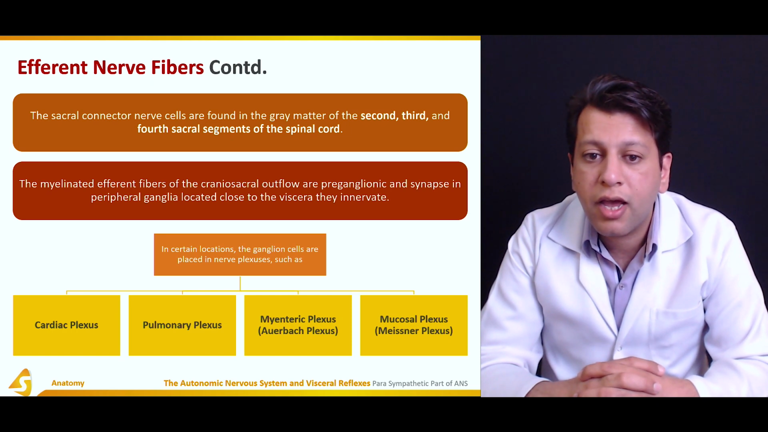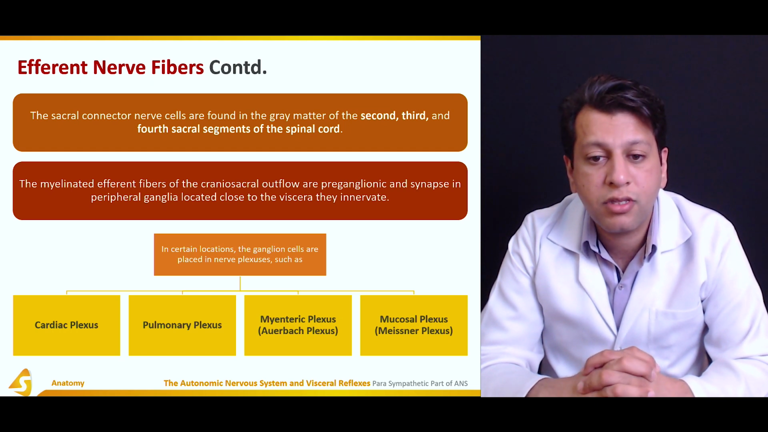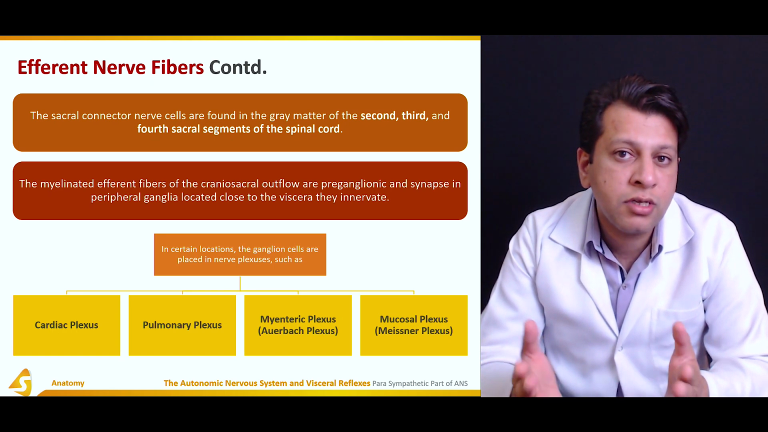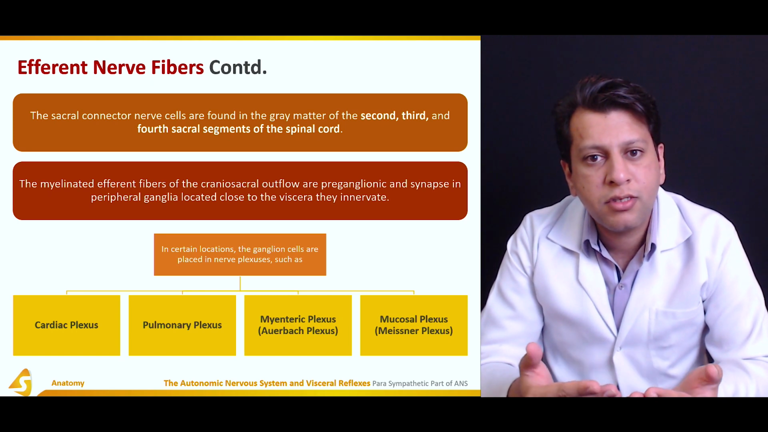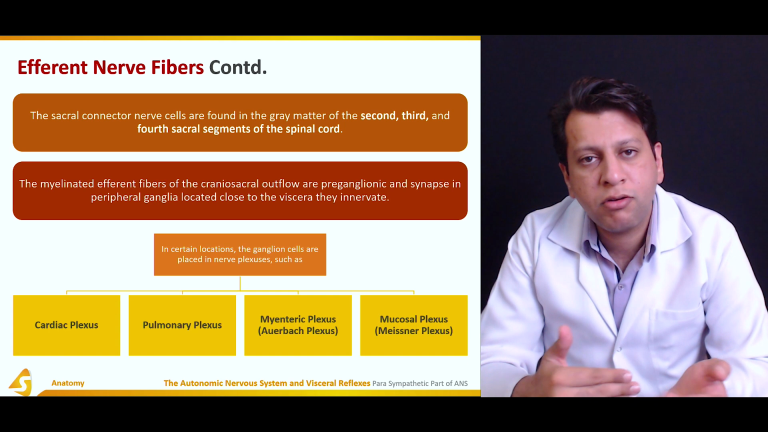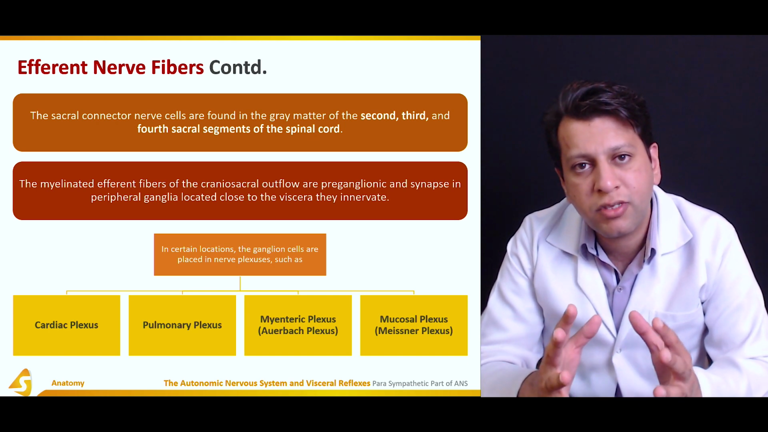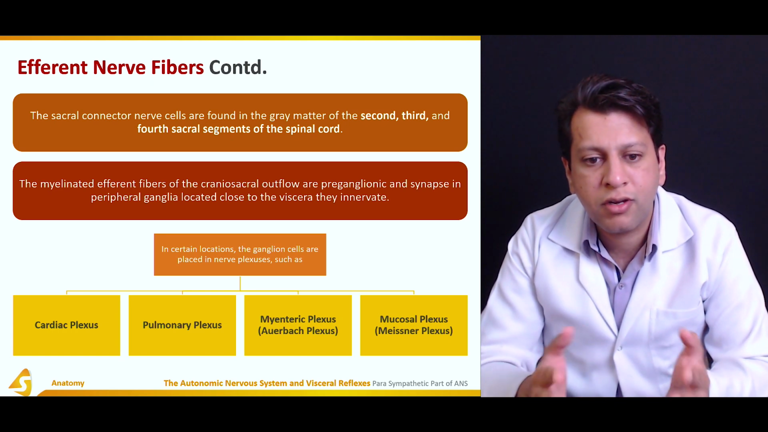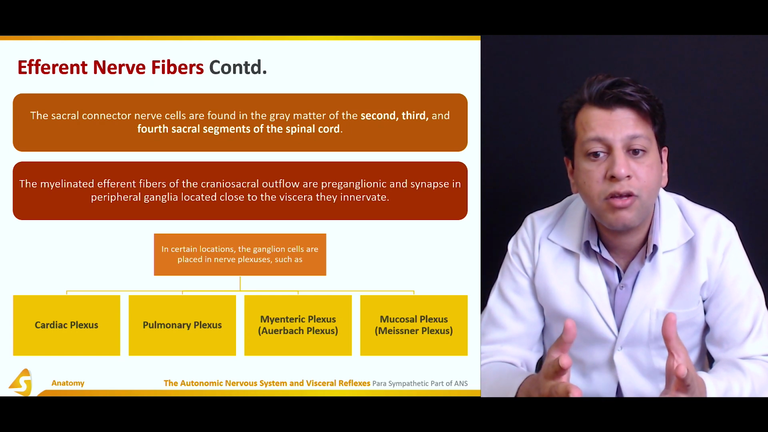The myelinated efferent fibers of the craniosacral outflow are preganglionic, and synapse in the peripheral ganglia located close to the viscera they innervate. Now, there is no such thing as a parasympathetic paravertebral chain. That is only for the sympathetic part. What actually happens is the fibers coming out of the spinal cord go all the way toward the viscera and synapse in the ganglia present near the viscera, and they exert their autonomic effect via the parasympathetic. In certain locations, the ganglion cells are placed in the nerve plexus.